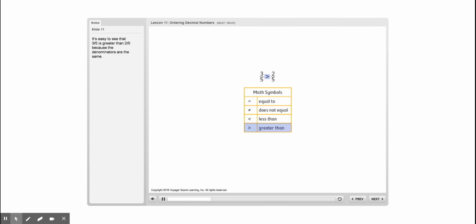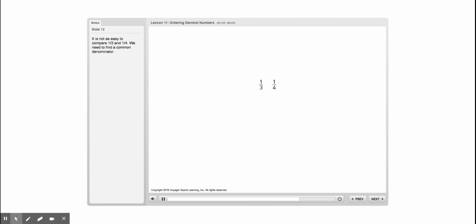It's easy to see that 3/5 is greater than 2/5 because the denominators are the same. It is not as easy to compare 1/3 and 1/4. We need to find a common denominator. Since 3 times 4 is 12, we know that we can use 12 as a common denominator.